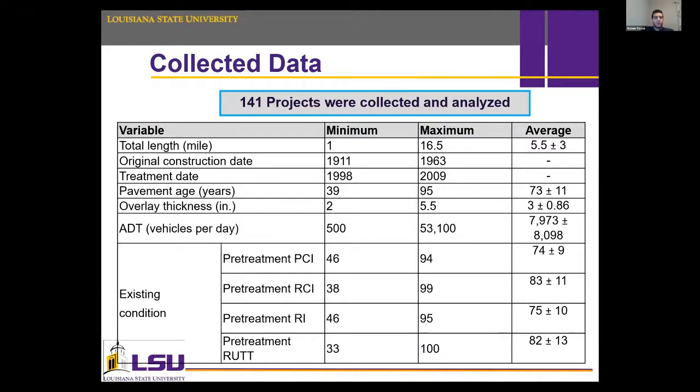In our study, 141 projects were collected and analyzed. For every project, we collected the following variables: the total length of the project, and these are the minimum and maximum values for the 141 projects. For all the projects, we collected the length, the construction dates, the treatment dates, the pavement age, the overlay thickness, the traffic volume, and the pre-treatment conditions in terms of the PCI, RCI, roughness index, and the rutting index. So this is the collected data.